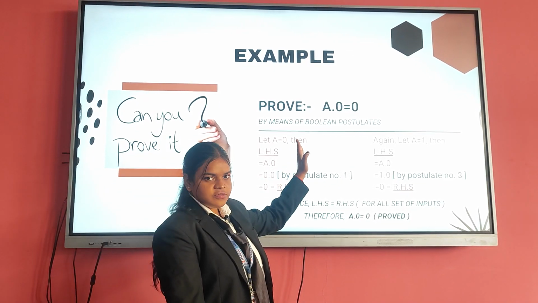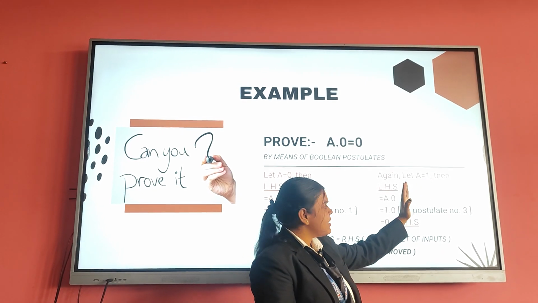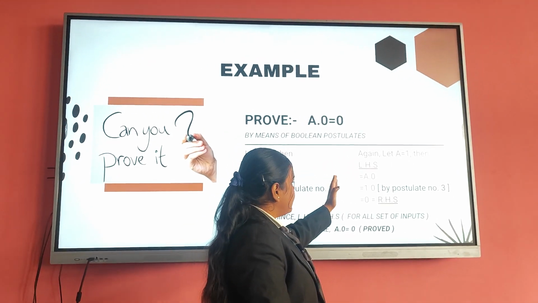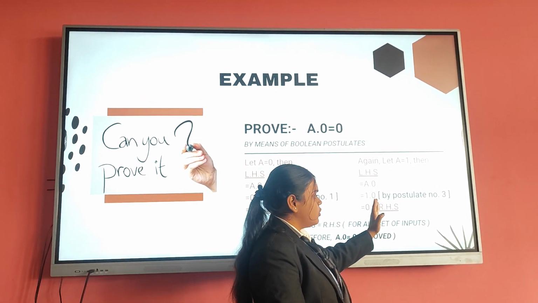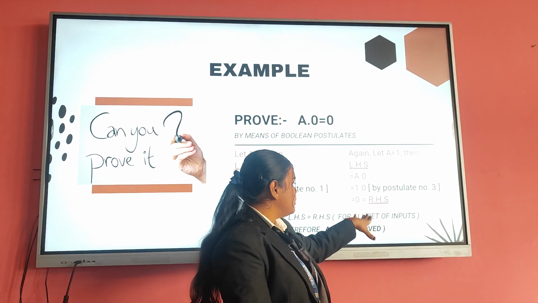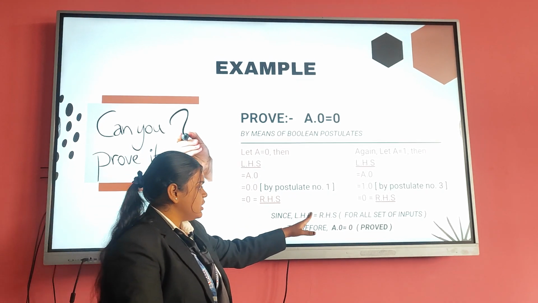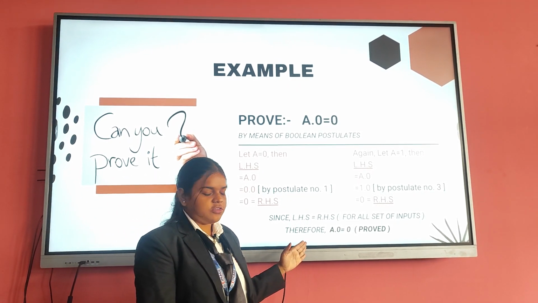So this is the RHS we got, and again we will do it assuming A as 1. When we put A as 1, 1 AND 0, by postulate number 3, we get 1 AND 0 equals 0. So this is the RHS. So we have proved that LHS equals RHS by means of Boolean postulates.